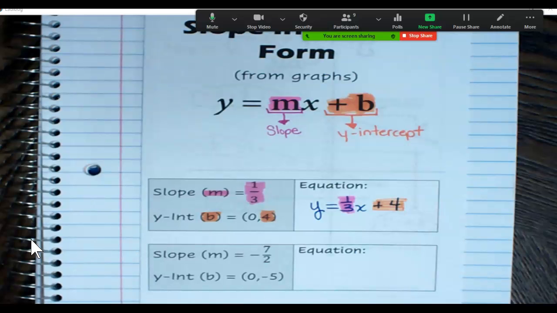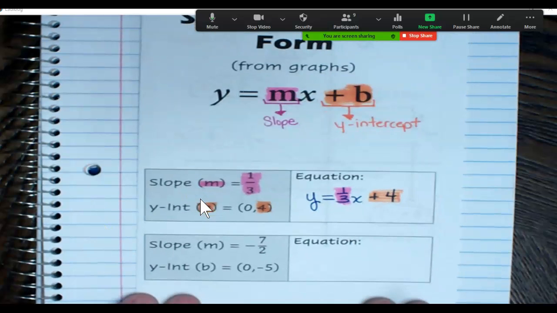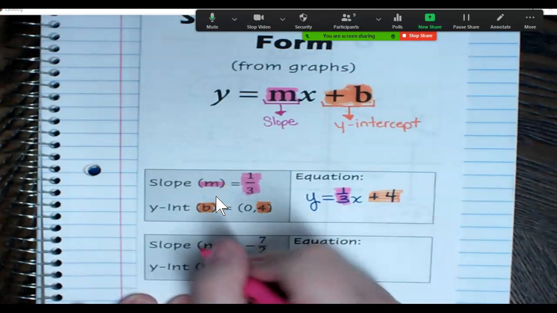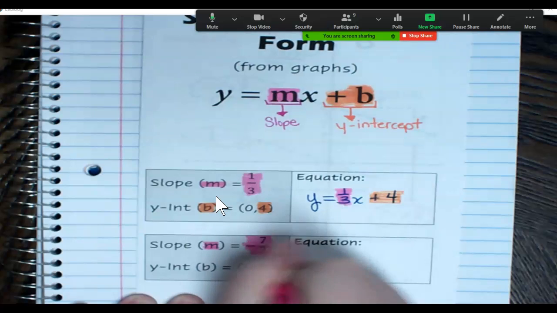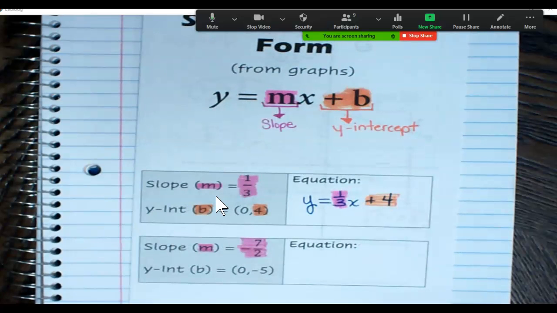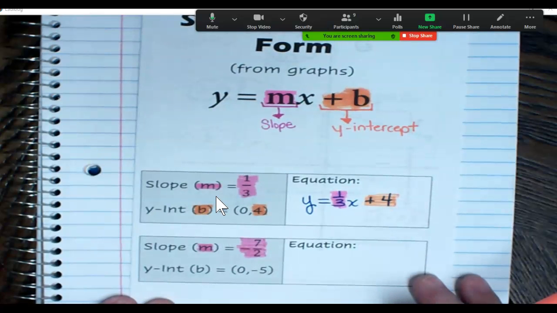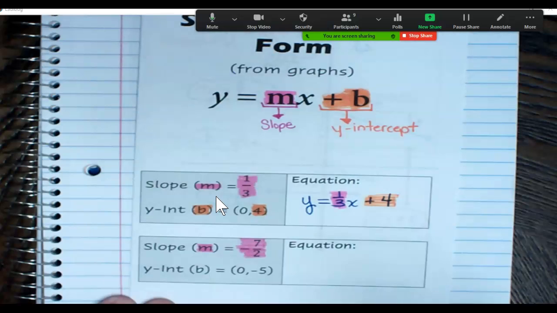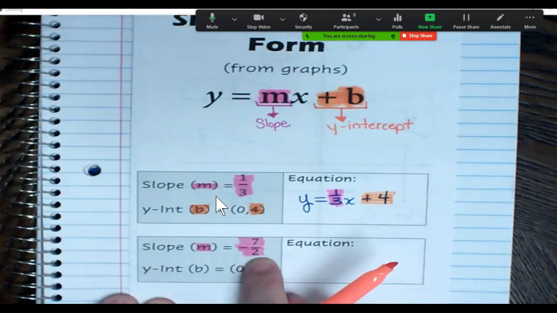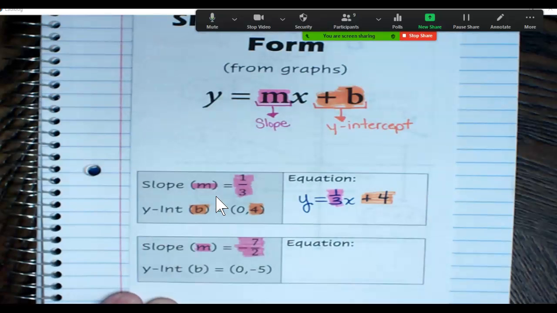All right, let's look at the next one. Again, my slope, negative 7/2. So what's happening here? He says going down. Do you agree or disagree? Agree, justify it. Defend your answer. Why do you agree? The y is a negative? The slope, yes. The slope is negative, so we know that has to be a line that goes downward.